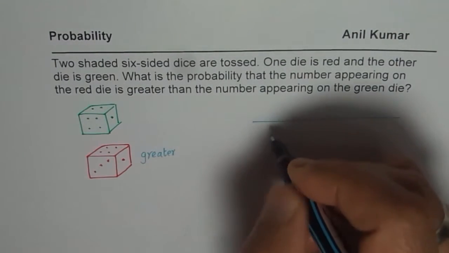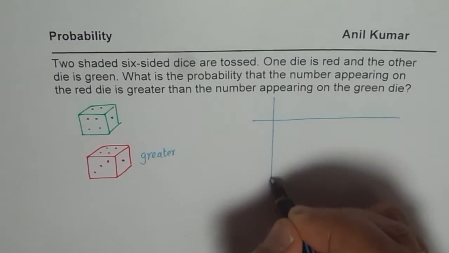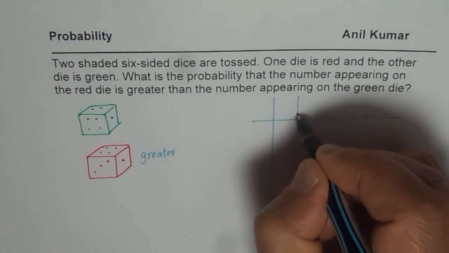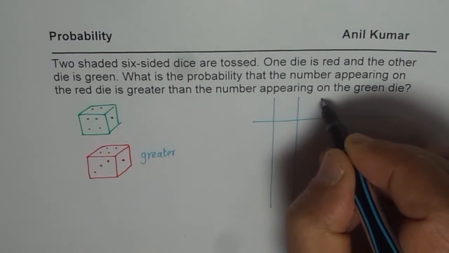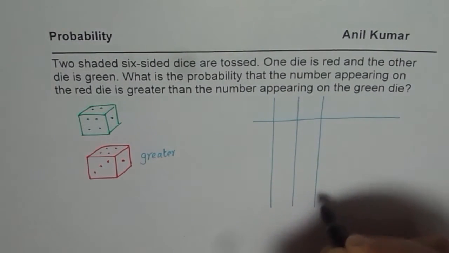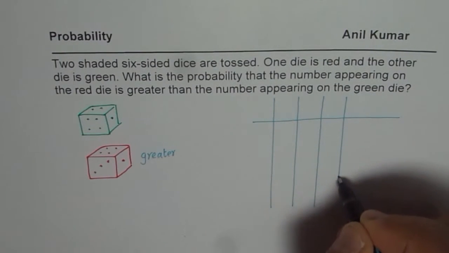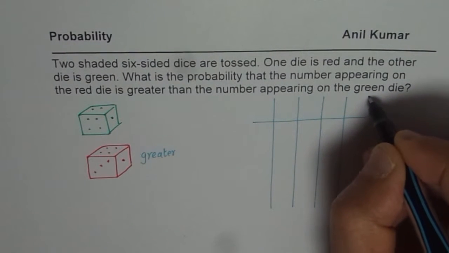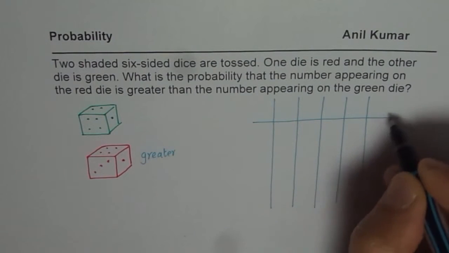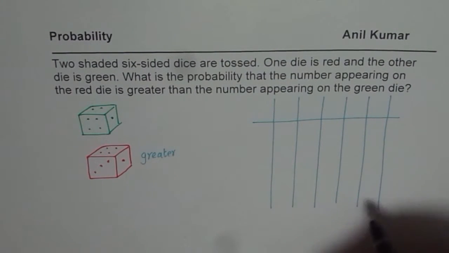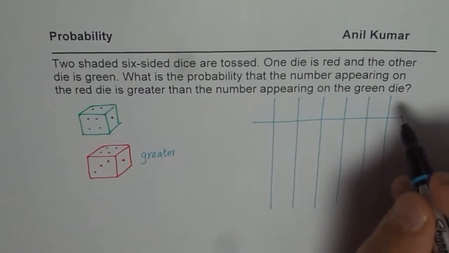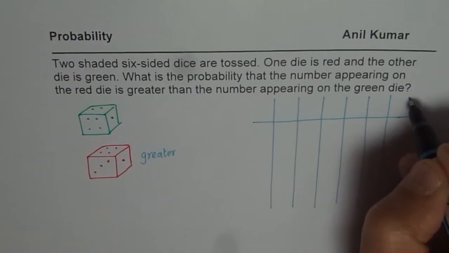Let me show you how. We'll have 6 rows and 6 columns. The reason is that the die has 6 faces. So when you roll a die, you will get numbers from 1 to 6, correct? That is why I'm making all possible outcomes here. Let me extend it a bit more.